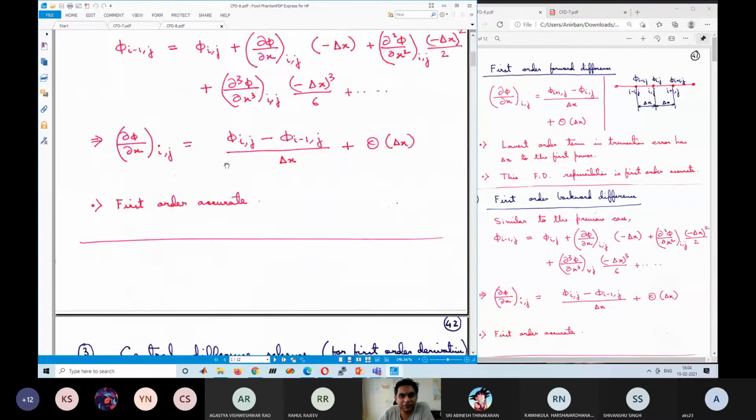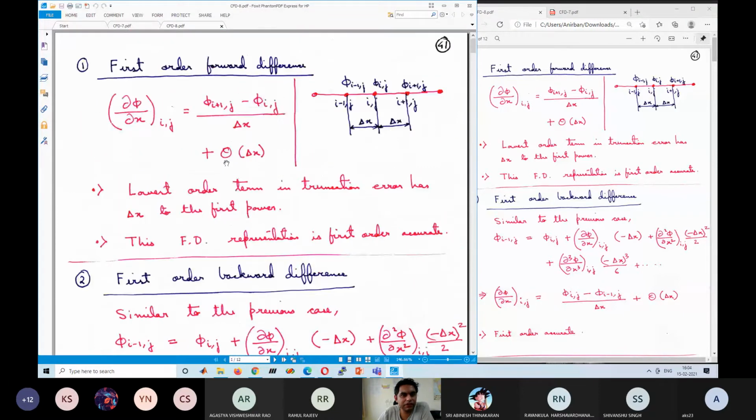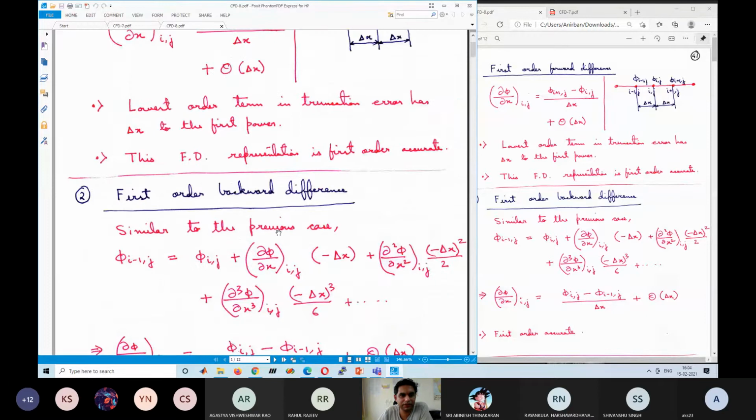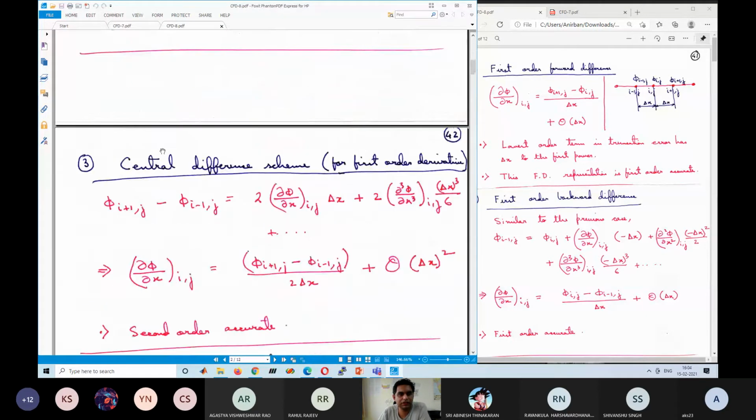So let me summarize. First we have seen the first order forward difference scheme, then the first order backward difference scheme. Now we are seeing the first order central difference scheme. The forward and backward difference schemes are first order accurate. The central difference scheme is second order accurate. The first error term is proportional to delta x squared.